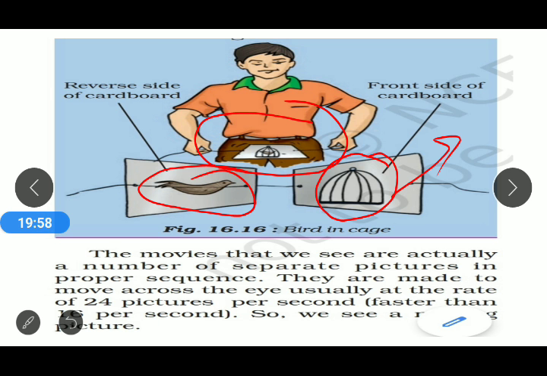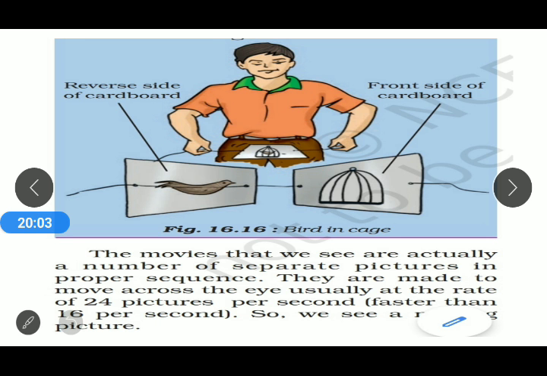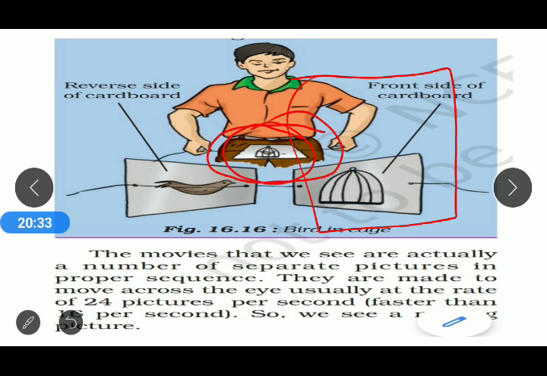Then we crisscross a thread through the cardboard, as mentioned here. We make two holes and crisscross the thread through them. When we twist that thread, what will happen? The cardboard rotates. When we twist the thread with both our hands, the cardboard twists and rotates.